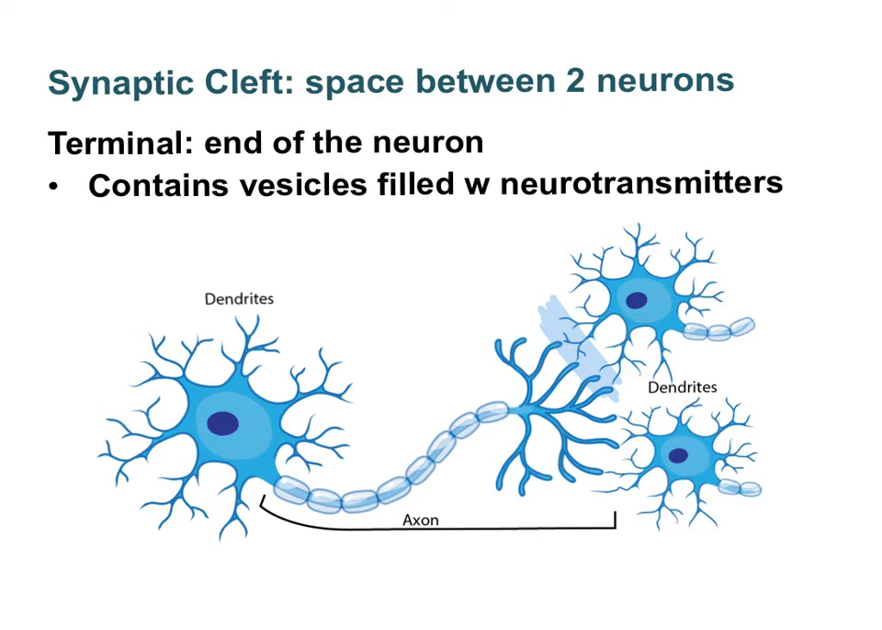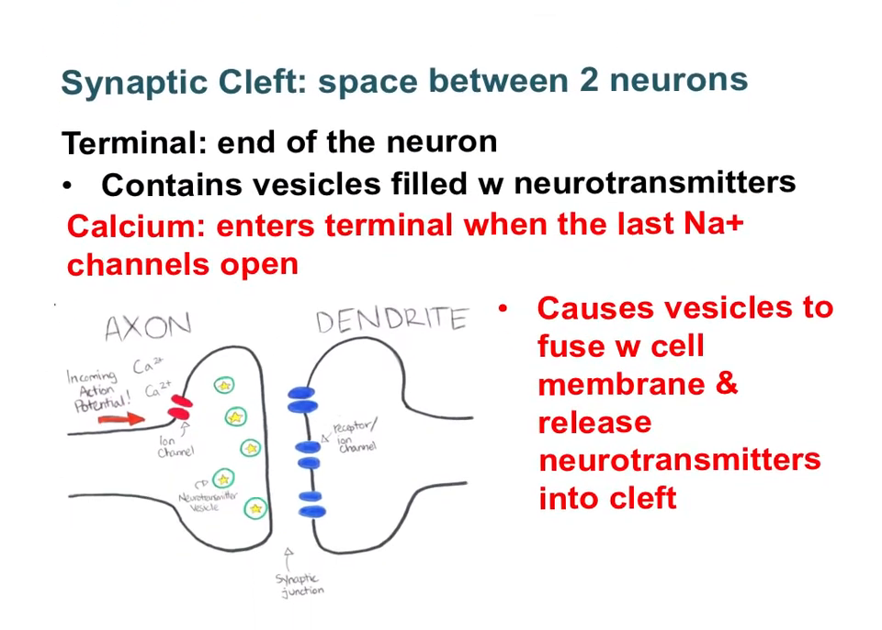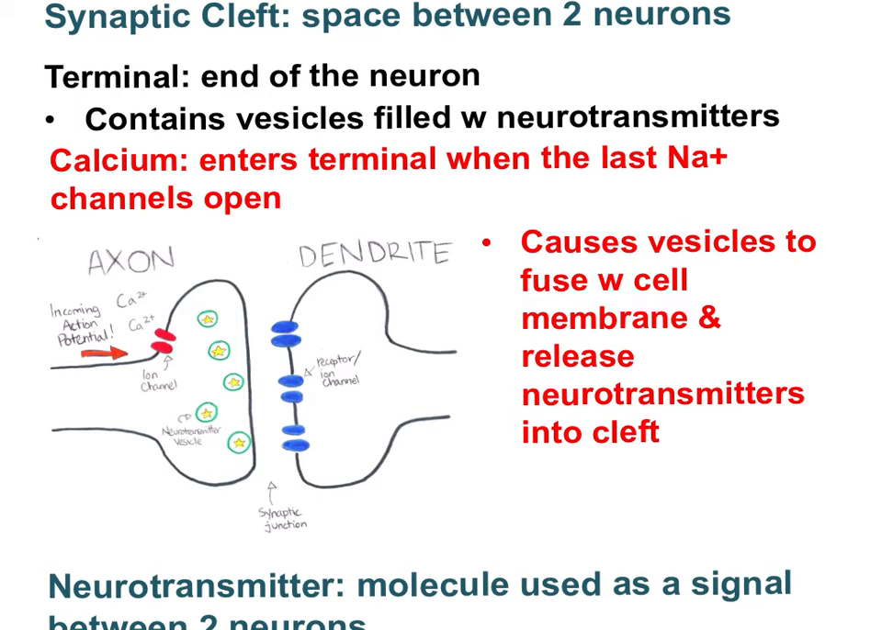The terminal is the end of the neuron, so the terminal would be this area here, and the end of the neuron contains vesicles that are filled with neurotransmitters. I think of a vesicle almost like a little Ziploc baggie filled with the neurotransmitters. As you can see here on this slide, these are the vesicles. So they're like little Ziploc baggies filled with the neurotransmitter.